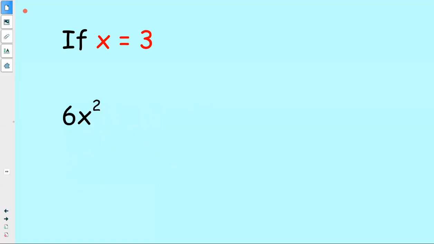Okay, if x is equal to 3. Now be very careful, I kind of touched on this earlier. This really means 6 multiplied by x squared, which means 6 multiplied by x multiplied by x, which means 6 multiplied by 3 multiplied by 3. And 6 times 3 is 18. And 18 times 3 is 54.